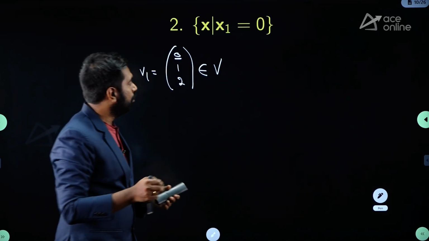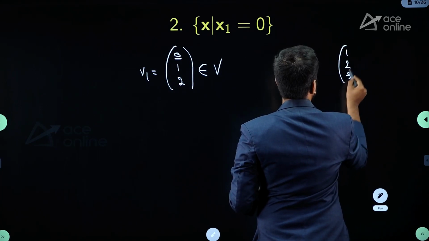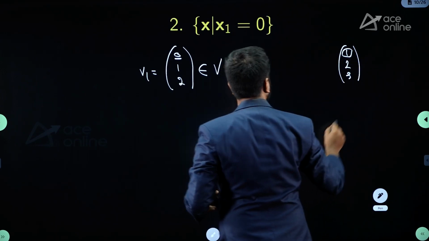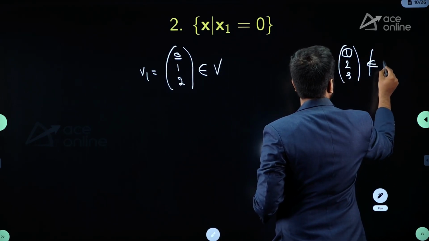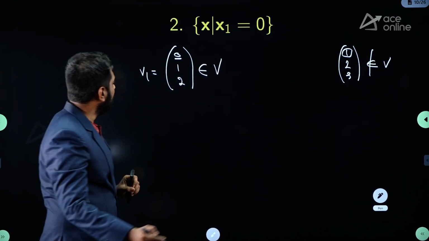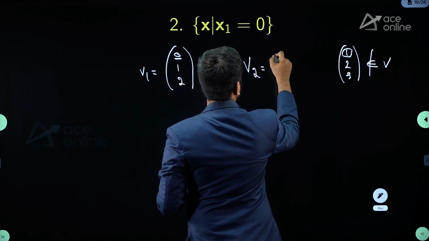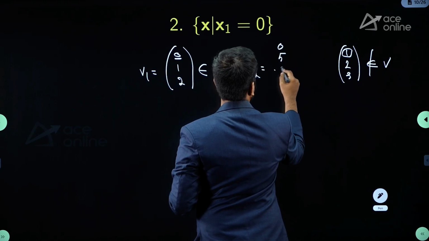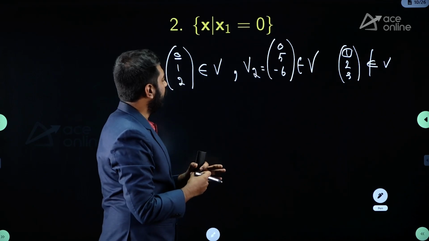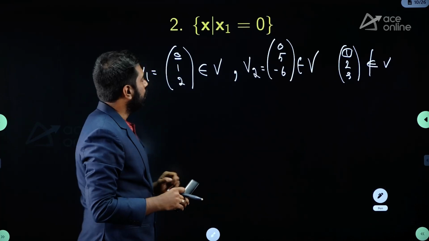Of course. So, for example 1, 2, 3, will this be part of the given set, students? Look at the first component. The first component is not 0, so clearly this does not belong to V, whereas the earlier one belongs to V. Let me create another vector, let us say V2: 0, 5, minus 6. Will this belong to V? For a vector to belong to the given set, the first component must be 0. Yes, this belongs to V.